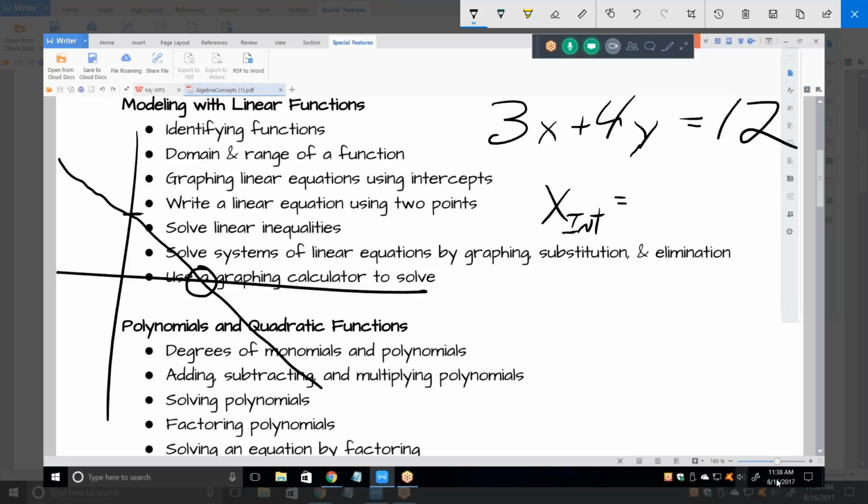Don't look at the function, look at my graph. When my graph is crossing the x-axis, what is the y value? 0, always. When you're talking x-intercepts, that, by definition, means the y value is 0. So if I plug in 0 for y, now I can figure out what the x-intercept is real easily. It's 4. Okay? Now, how about the y-intercept?